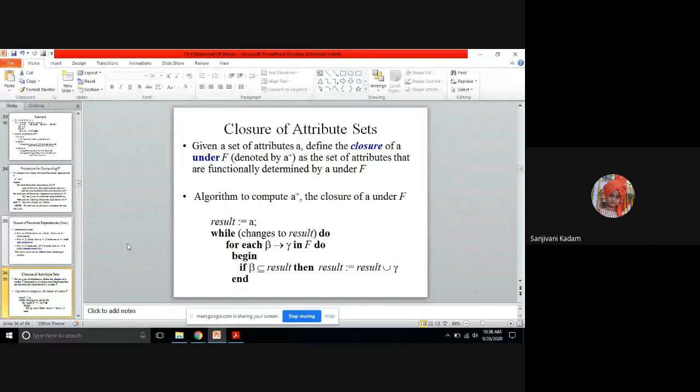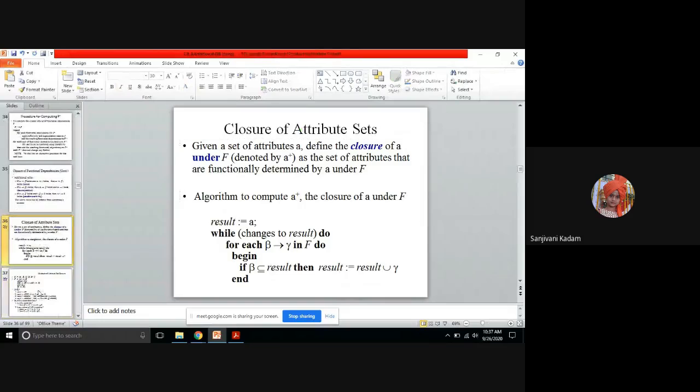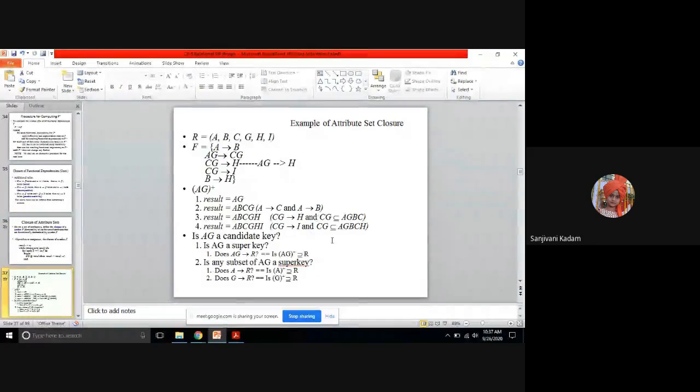Given a set of attributes A, define the closure of A under F, where F is a set of functional dependencies, denoted by A plus, as the set of attributes that are functionally determined by A under F. So for A, all those attributes dependent on it, we gather together. Here is our algorithm: if B gives gamma is available in any of the functional dependencies, then we can add gamma to the result. We saw this example yesterday, on Thursday.